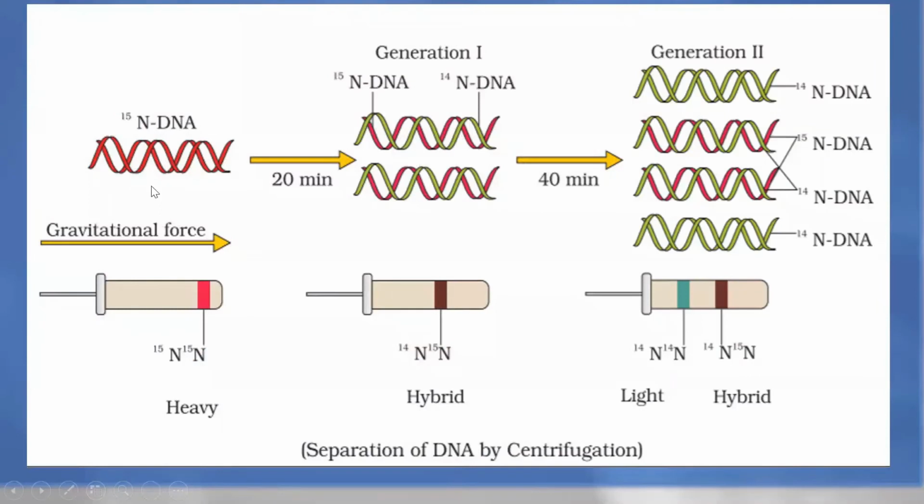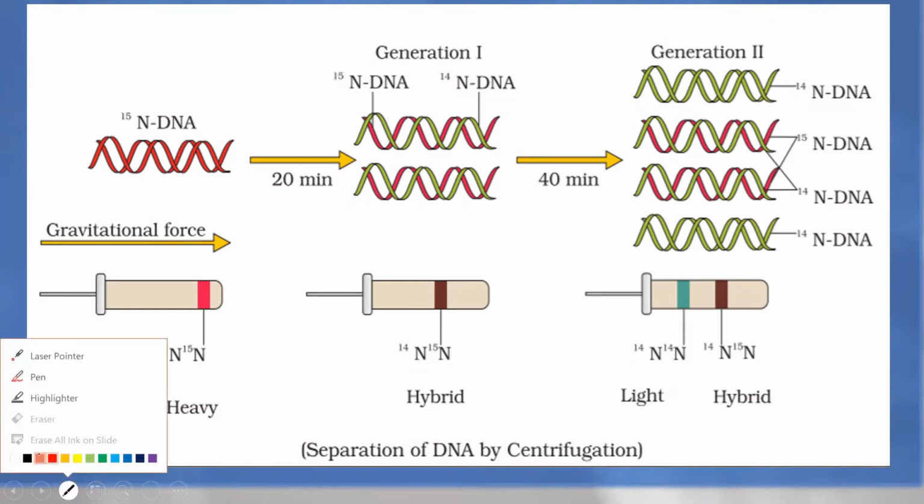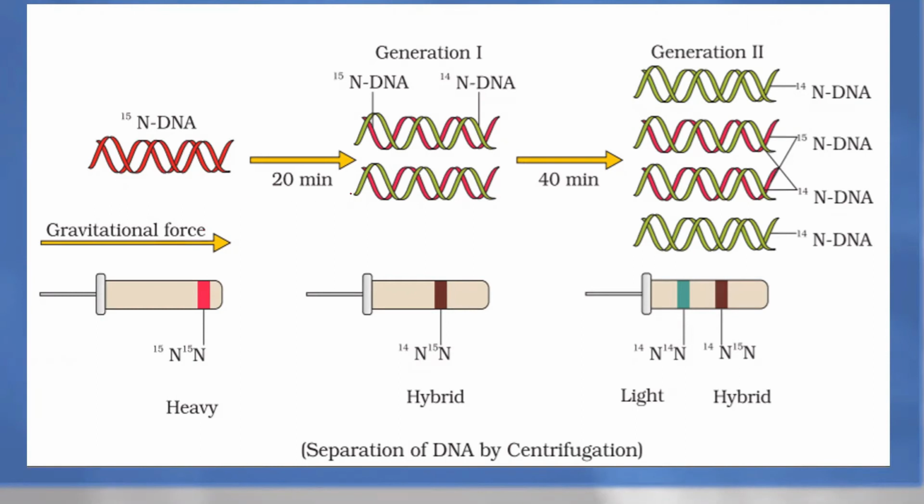See, when they were allowed to multiply in N15 medium, the sample was extracted, and by the cesium chloride density gradient method, the density was calculated, and it was like this. Then after 20 minutes, why 20 minutes? Again, I am repeating because 20 minutes is the replication time of E. coli.